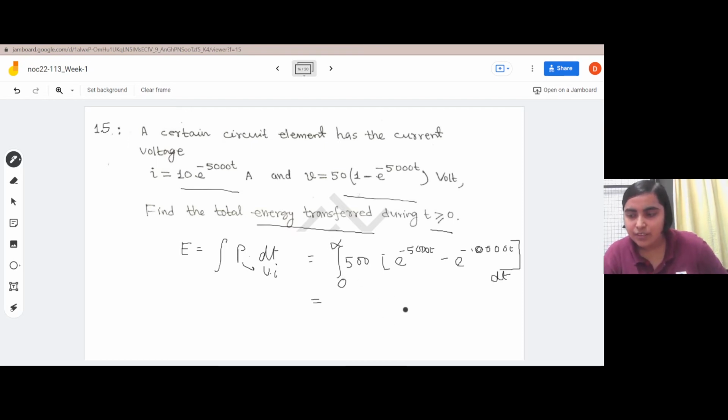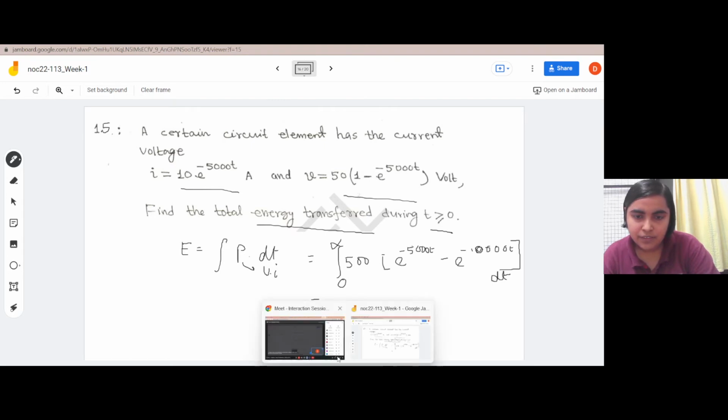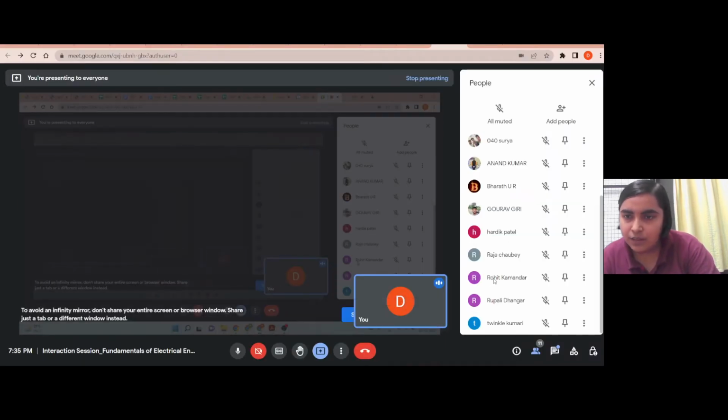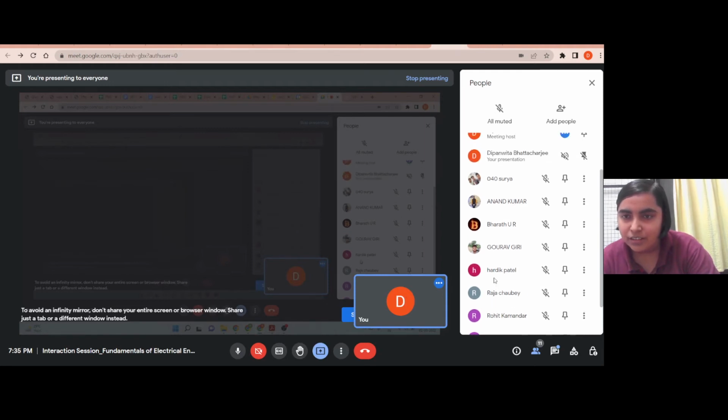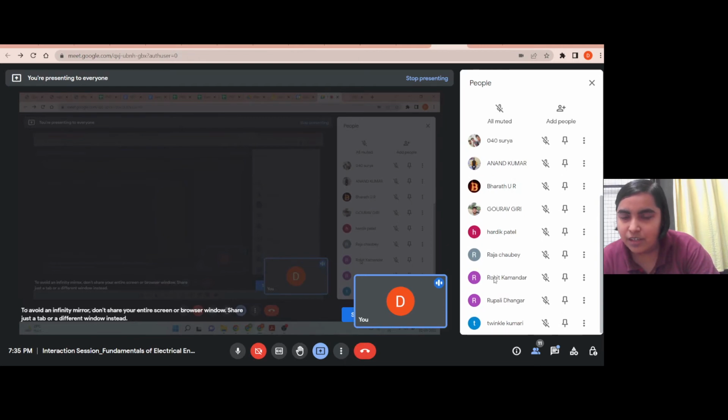So when you solve this integration, what is your answer? Could you let me know? Apart from Gaurav and Bharat, anyone else please try? Raja, am I audible to you? Rupali, could you unmute and say if you're having any problem?